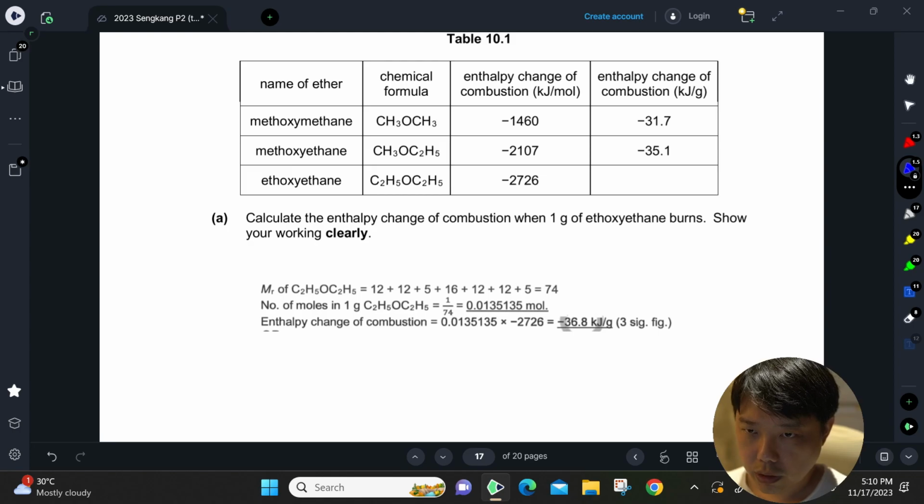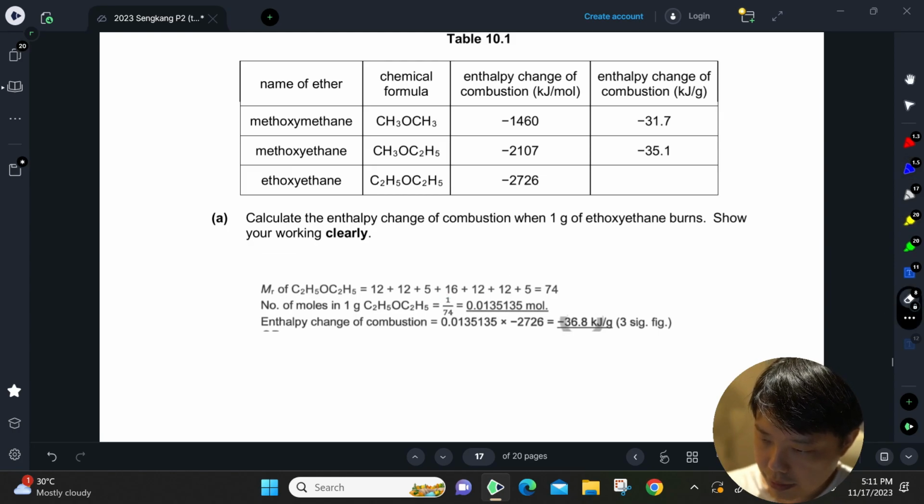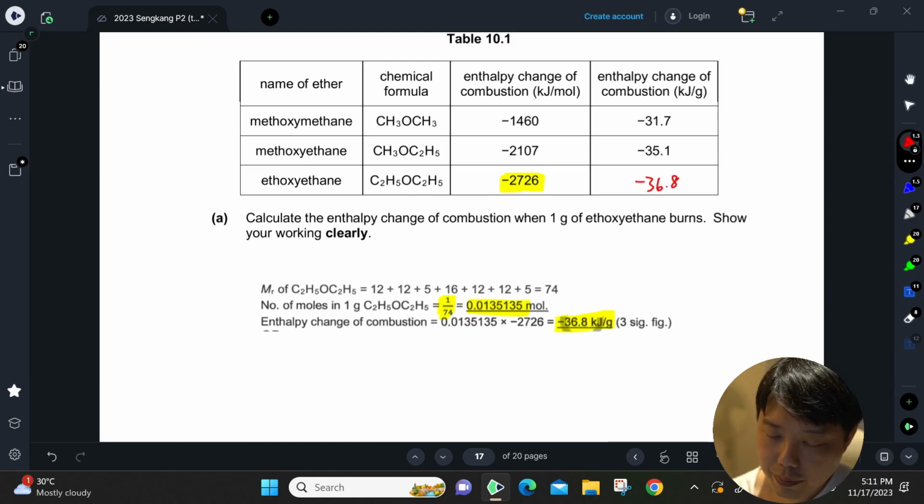Okay, so to calculate the enthalpy change of combustion for 1 gram, we first need to find the number of moles in 1 gram of this ether. Number of moles is 1 divided by the Mr, which is 74. So you have 0.0135135 moles. We take that and multiply by the enthalpy change. That will give us the enthalpy change in kilojoules per gram. Basically the heat given out is 36.8 for 1 gram of ether combusted.